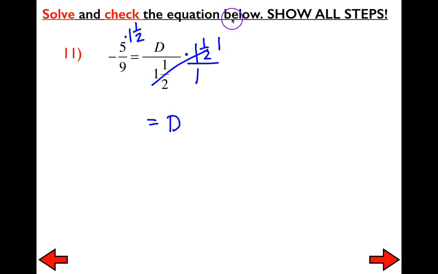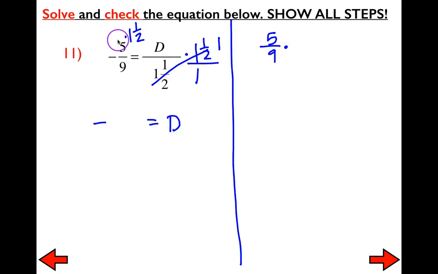And here, I don't know what this answer is off the top of my head, so I'm going to do side work. But before I do side work, let's decide right now, is my answer negative or positive? It is negative. So let's do 5/9 times, what's 1 and 1/2? 2 times 1 is 2 plus 1 is 3, so I have 3/2.